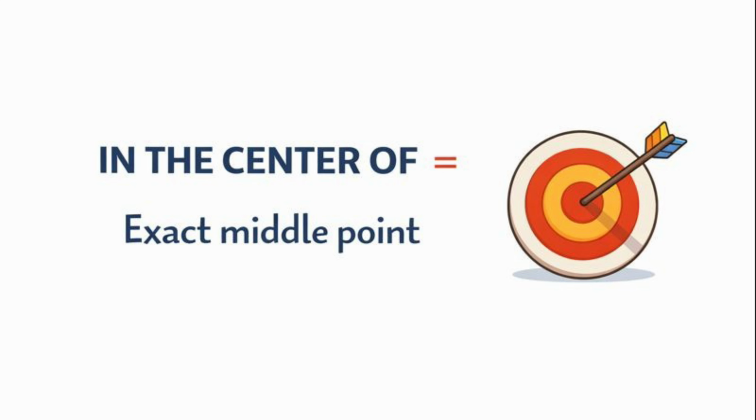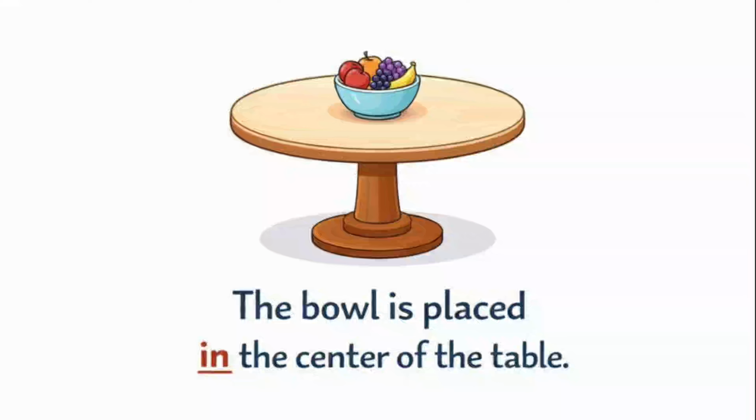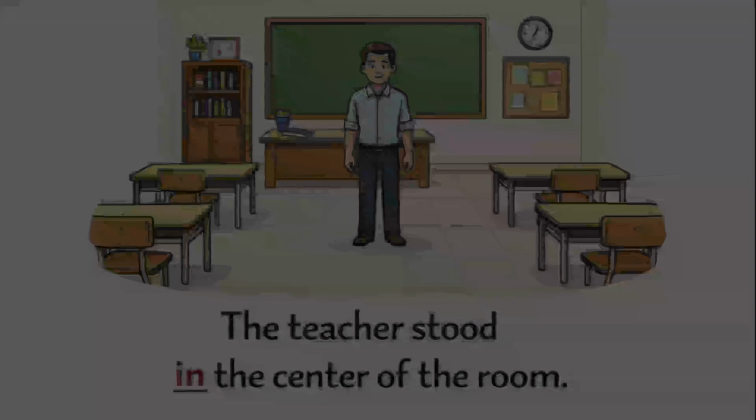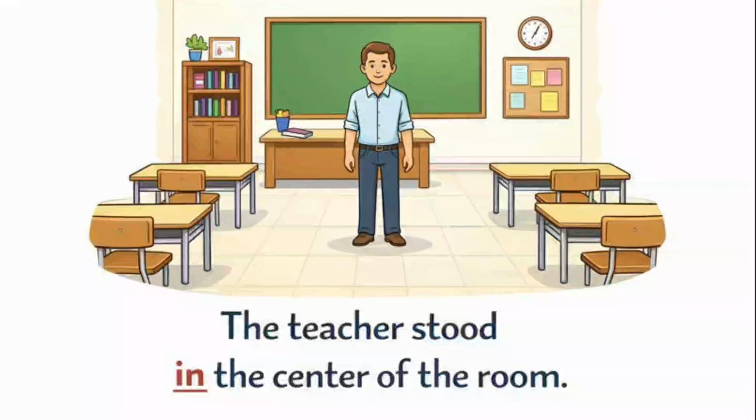Now that the meaning is clear, let's move into daily life sentence examples. As we go through them, notice how in the center of always describes an exact and balanced position. Let's start with a very clear example. The bowl is placed in the center of the table. This shows exact positioning.